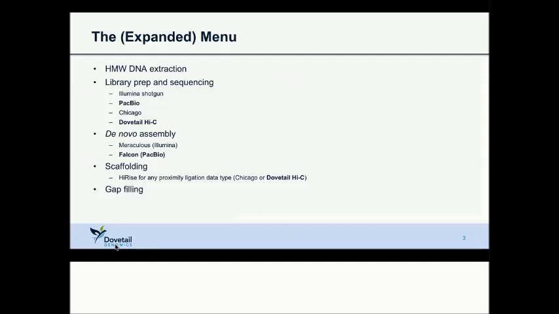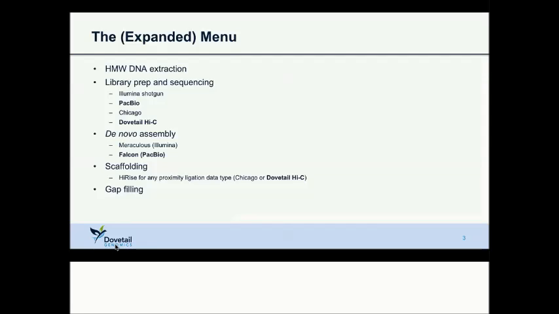And we also produce Chicago and Dovetail Hi-C libraries, which are two different proximity ligation library types, and these are proprietary to us. And I will talk a bit about how these work and the trade-offs of the complementarity between them in a couple slides here. In addition to producing these libraries, we also offer the sequencing, both PacBio sequencing and Illumina sequencing for the Shotgun libraries and for our proprietary libraries.